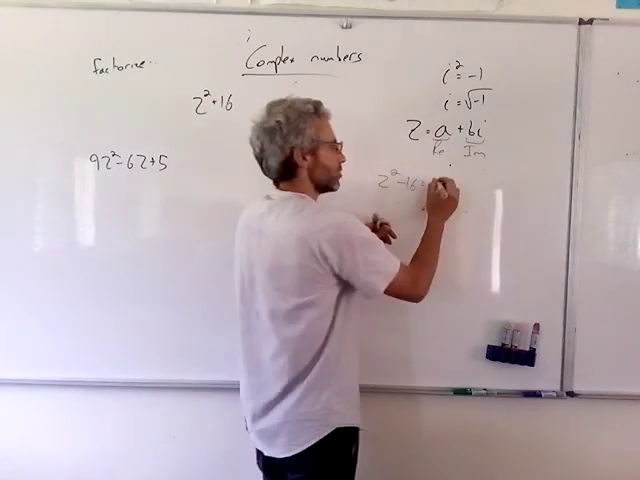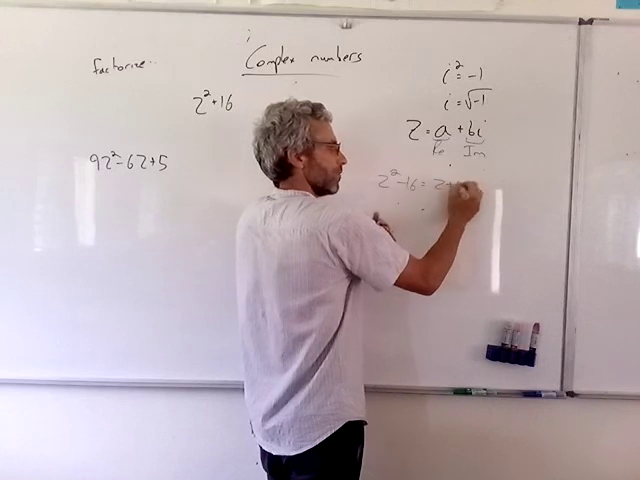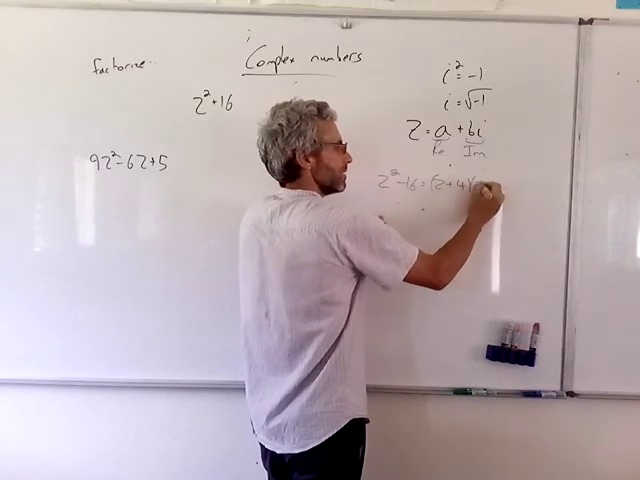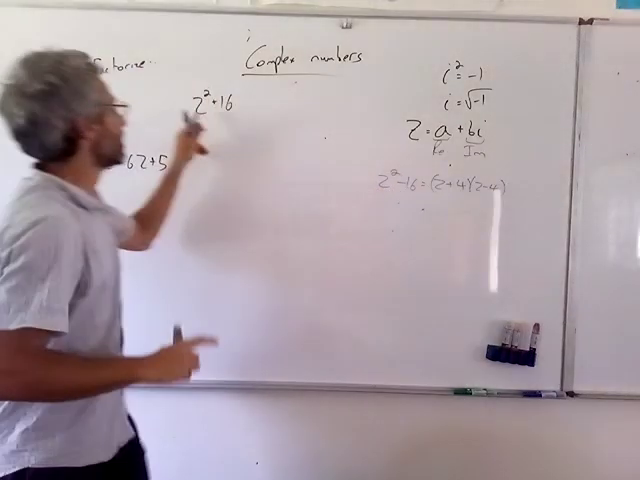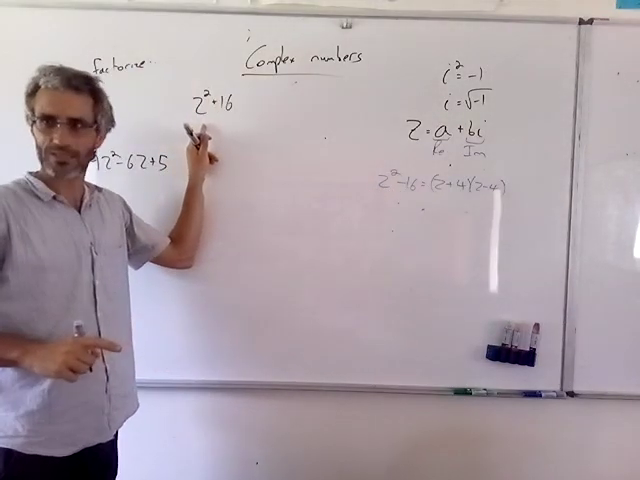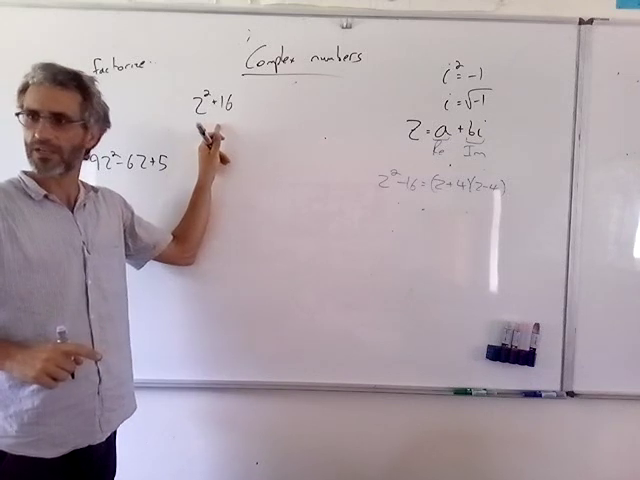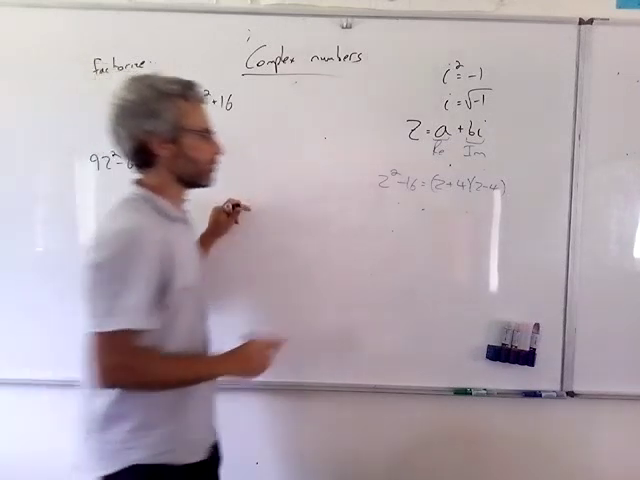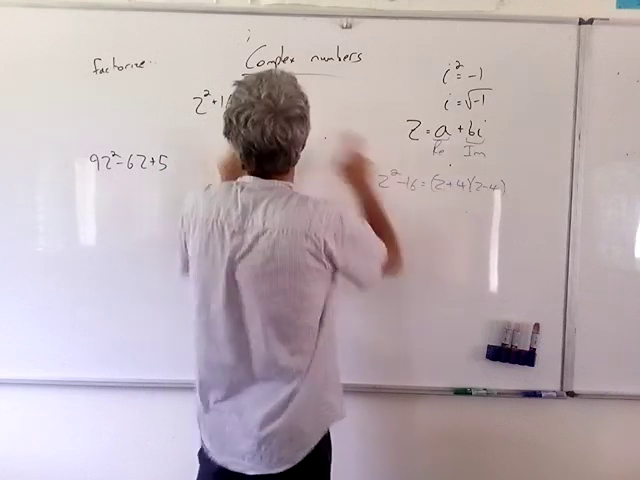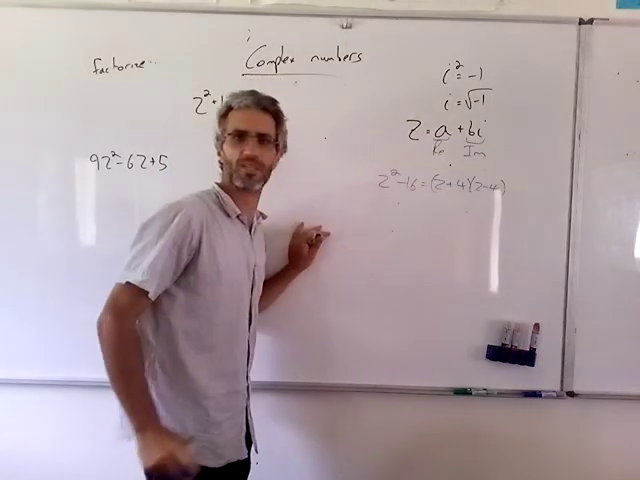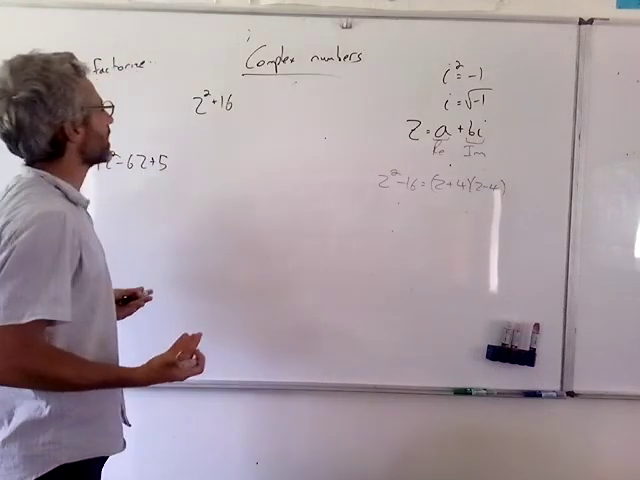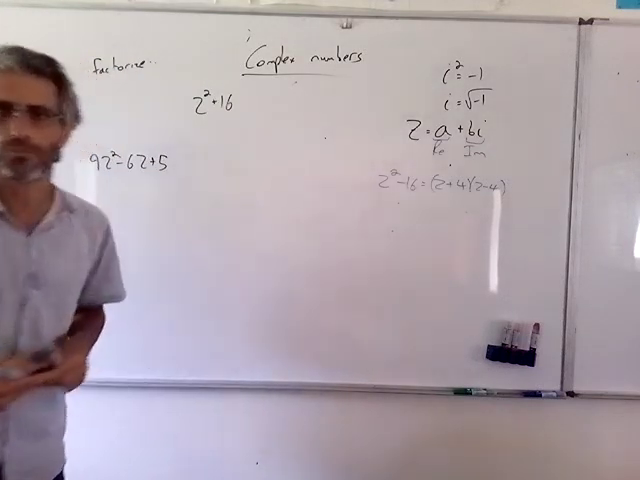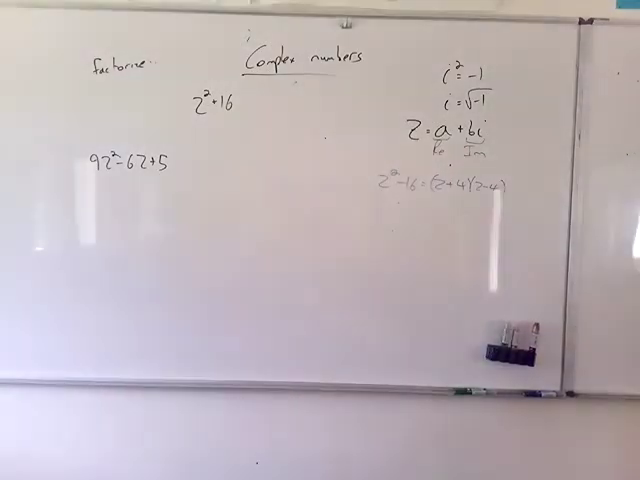So it will be equal to (z plus 4) times (z minus 4), because this is the difference of two perfect squares. Now I've got z squared plus 16. 16 is a perfect square. But I had to work this out with my students and explain to them that you can't factorize that to (z plus 4) times (z minus 4). That's wrong. Okay? So the question is how can I factorize it? I'm just going to pause here and see if you've got any ideas.